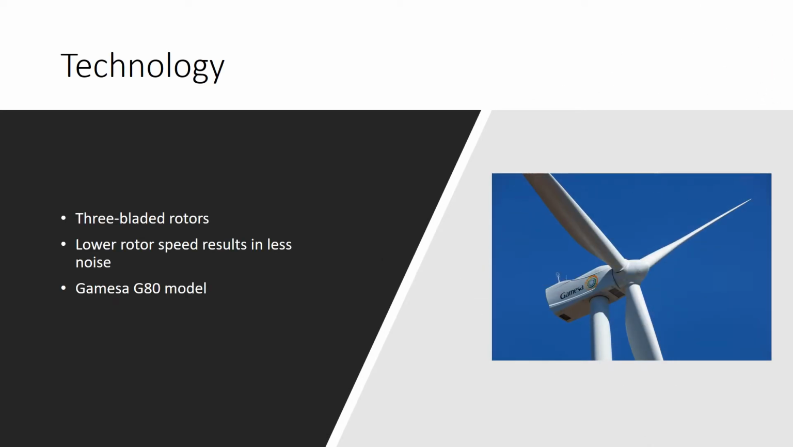Now, talking about the technology. The turbine that we will be using would be the 2.0 Gamesa G80 model. This is not the biggest model that they offer. It is one of the smaller ones, but with this, it allows us to reach that max height of 250 if we ever need to in the future.